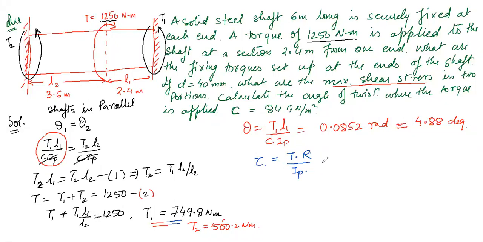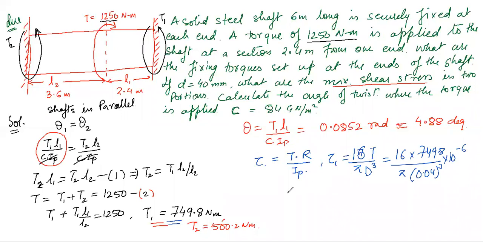So we can define tau1 as 16 T by pi D cube, which we have already defined. So we can write 16 into 749.8 upon pi into D cubed, where D is 0.04, into 10 to the power minus 6. The value comes to 59.66 mega newton per meter square. So this is the value of maximum shear stress.